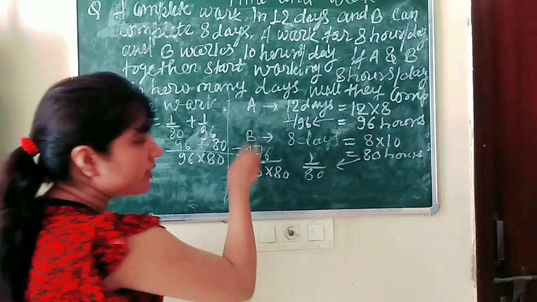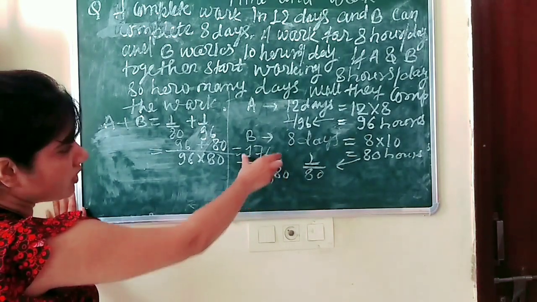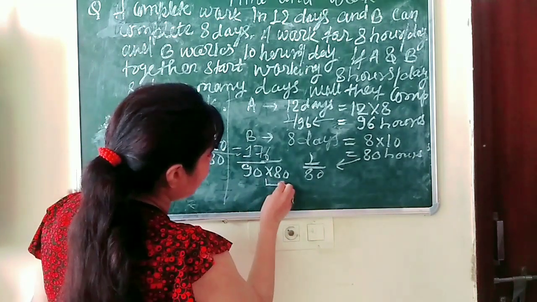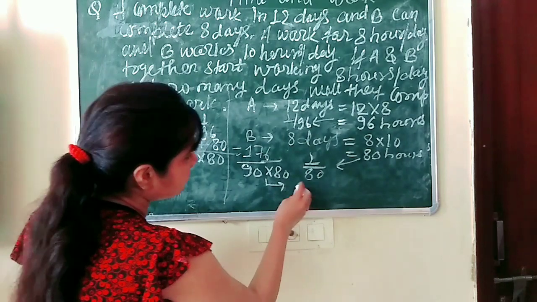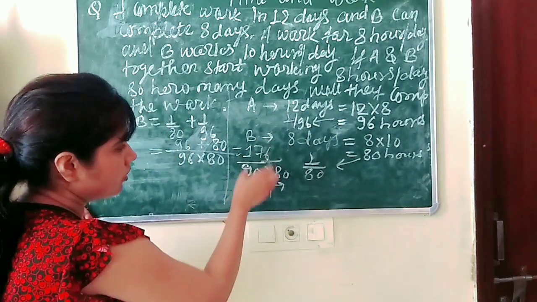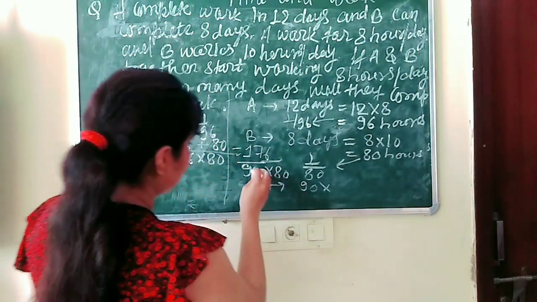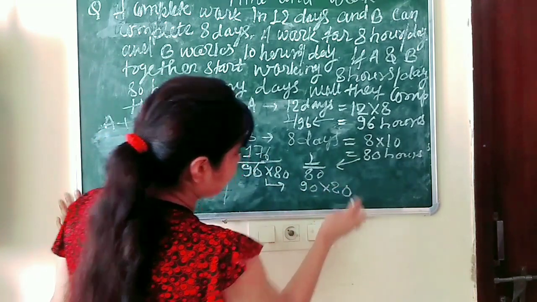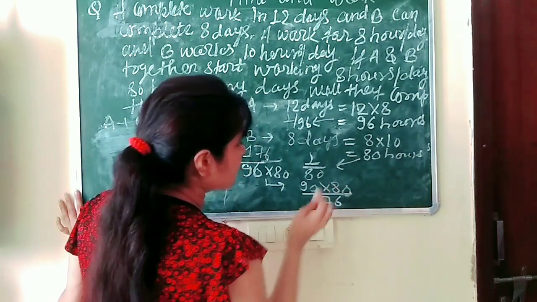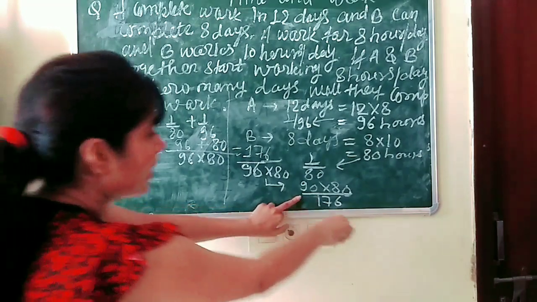Now we have to find the total work amount. This is the amount of work. Now we have to find the total hours required to finish the work. So we just invert this quantity. So we will get 96 cross 80 upon 176. Okay, so this will be the total hours.